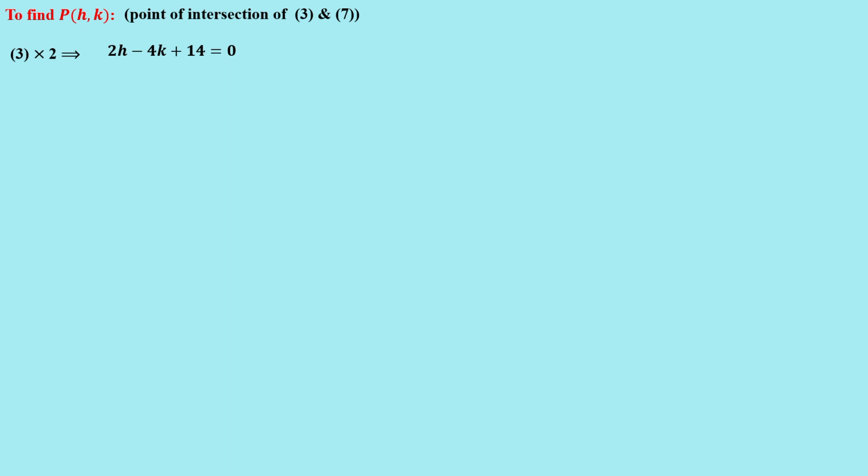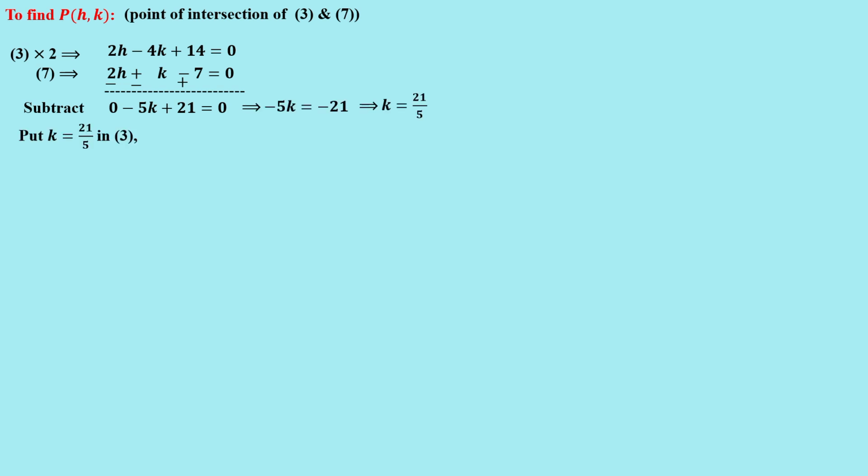So 3 into 2 gives 2h minus 4k plus 14 equal to 0. And 7 gives 2h plus k minus 7 equal to 0. Subtracting, change the sign, minus minus plus. So 2h minus 2h is 0. Minus 4k minus k is minus 5k. Plus 14 plus 7 is plus 21 equal to 0. Minus 5k equal to minus 21, so k is equal to 21 by 5.